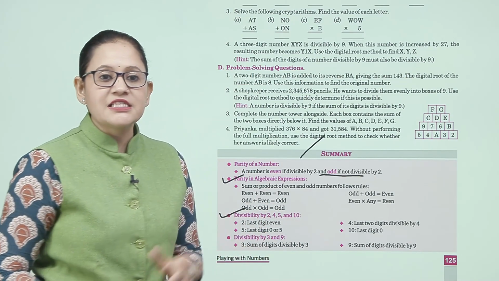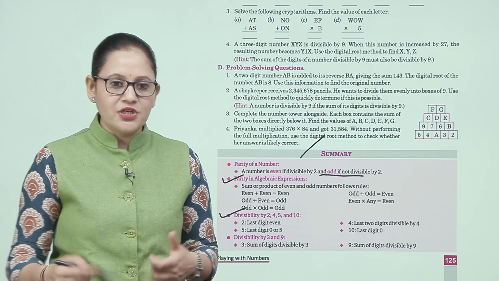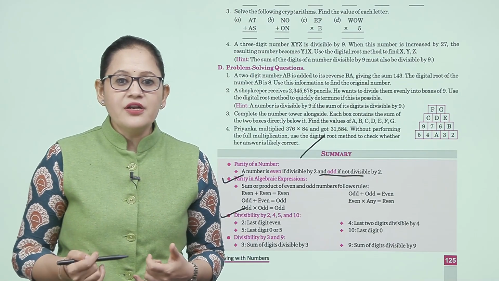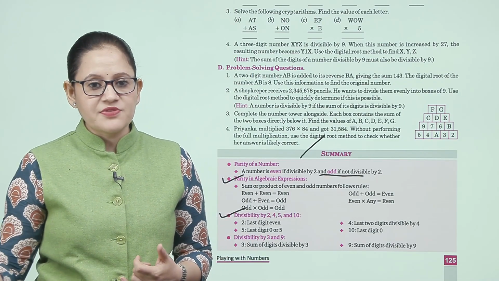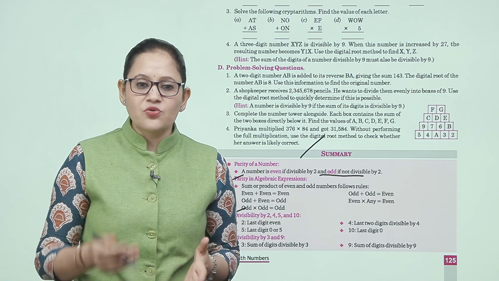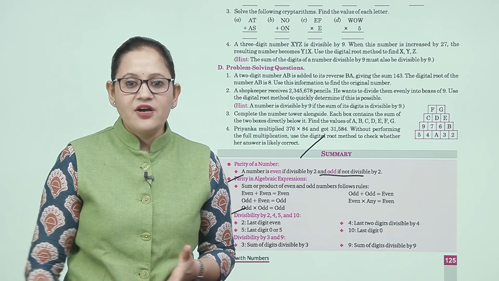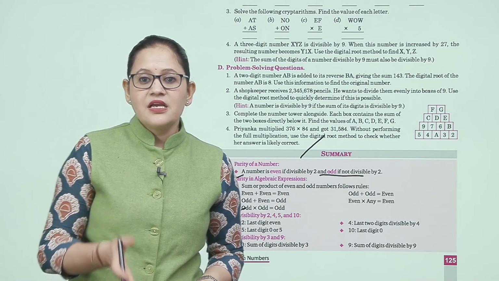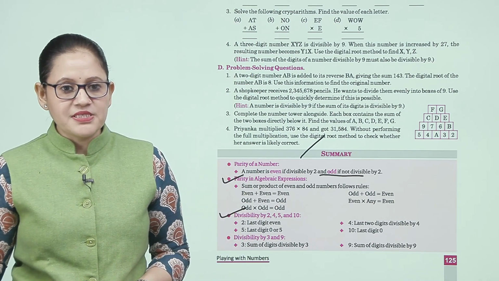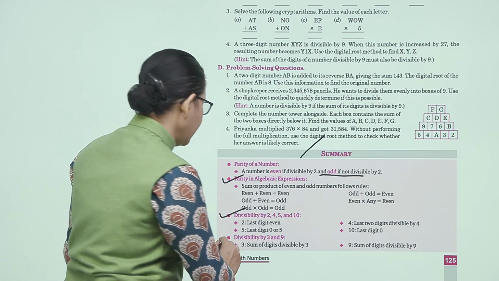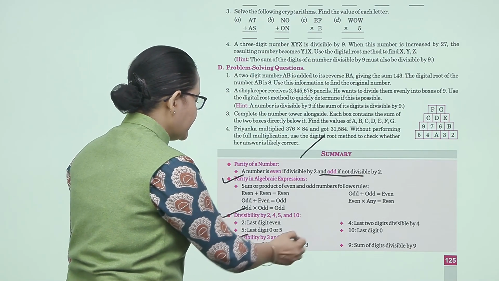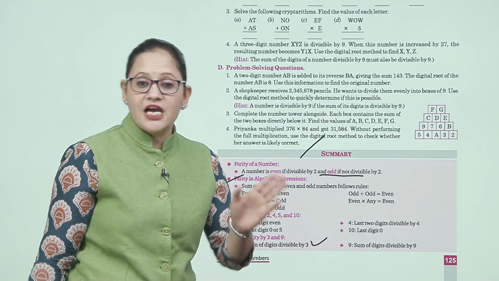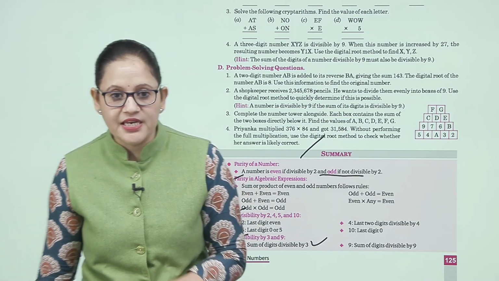Next is divisibility by 2, 4, 5 and 10. For 2, the last digit should be even, meaning the unit digit should be even. For 4, the last 2 digits should be divisible by 4. For 5, the unit digit should be 0 or 5, and for 10 the last digit should be 0. Divisibility by 3 and 9: for 3 the sum of digits should be divisible by 3, and for 9 the sum of digits should be divisible by 9.